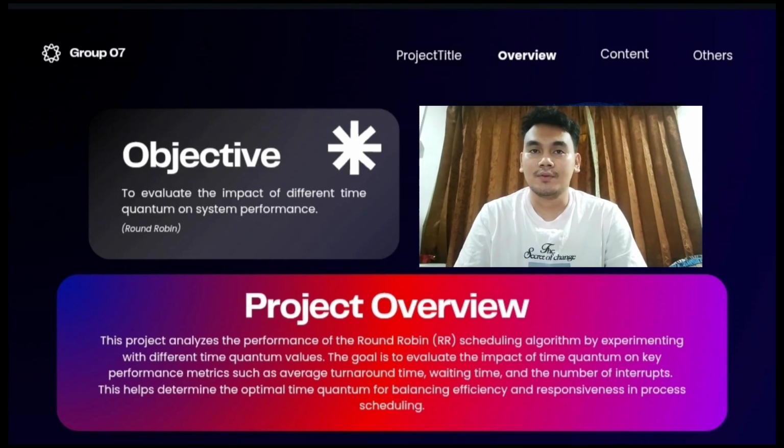Next, project overview. This project analyzes the performance of the round-robin scheduling algorithm by experimenting with different time quantum values. The goal is to evaluate the impact of time quantum on key performance metrics such as average turnaround time, waiting time, and the number of interrupts. This helps determine the optimal time quantum for balancing efficiency and responsiveness in process scheduling.